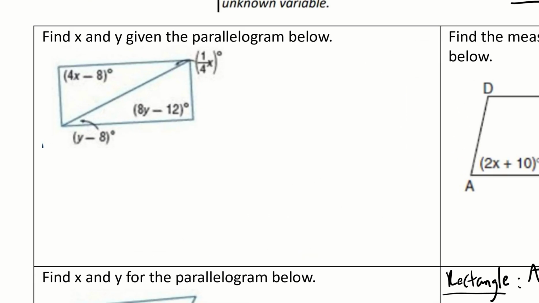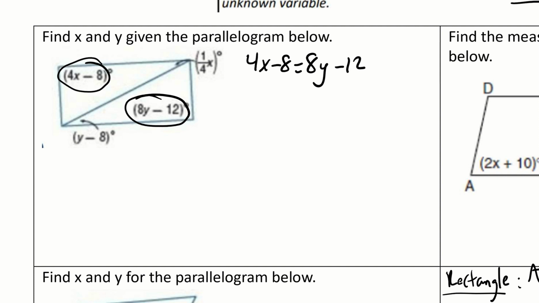For this example, we know that in a parallelogram, these two opposite angles are congruent, so we can set these two angles equal. And we know that these two angles here are alternate interior angles because this is a parallelogram, so these are supposed to be parallel. So we know that 1/4 x is equal to y minus 8.